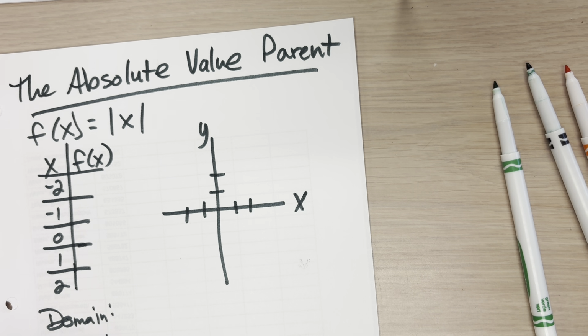The absolute value of -2 is +2. The absolute value of -1 is 1. The absolute value of 0 is 0. The absolute value of 1 is 1. And then the absolute value of 2 is 2. So we're going to plot these points.